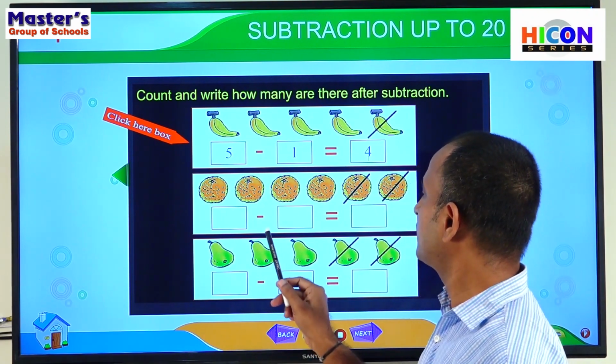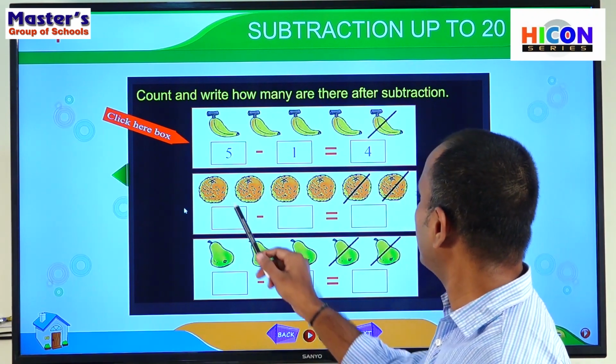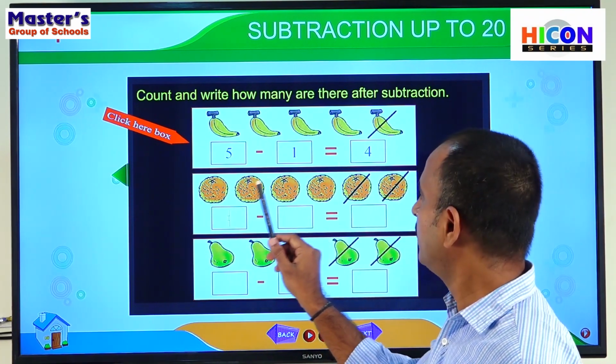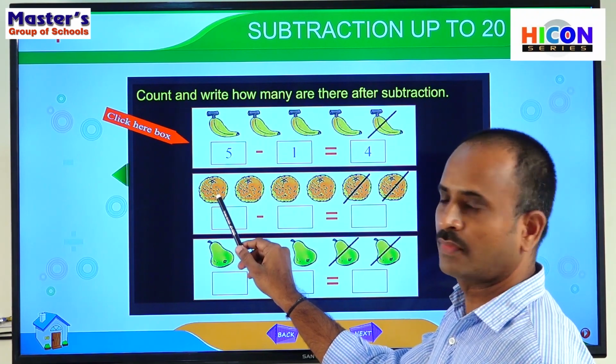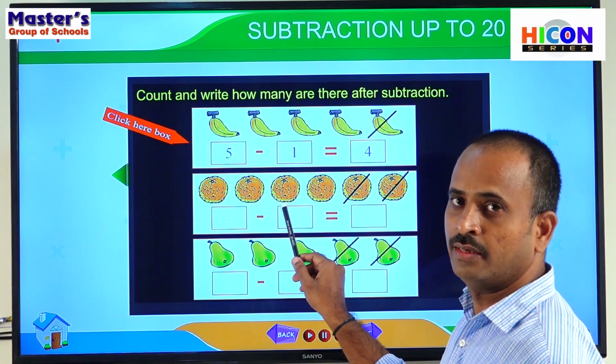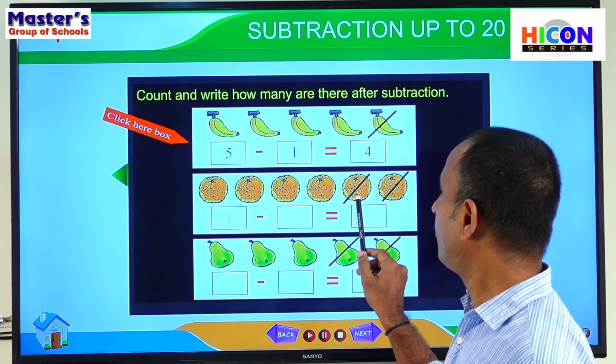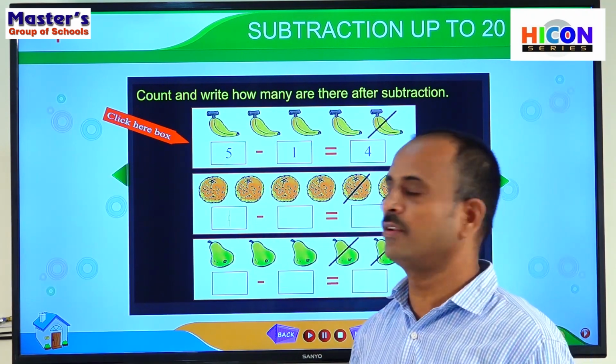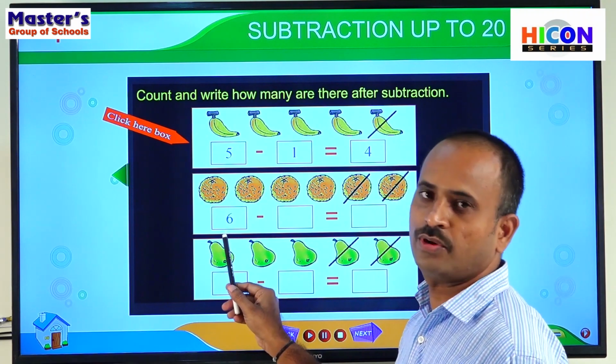So children, see the second example. There are some oranges given. So how many oranges are there? So let us start to count. So 1, 2, 3, 4, 5, 6. So total there are 6 oranges given. So write 6 in the first box.